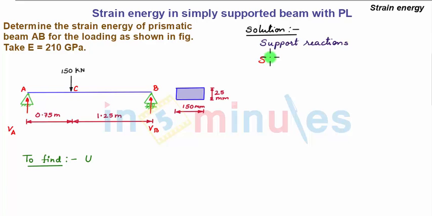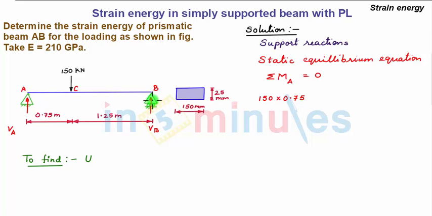Now upon applying the static equilibrium equations, summation of all moments about point A is equal to 0. Writing the moment of all the forces and couples about point A, our sign convention is clockwise moment is positive and anti-clockwise moment is negative. About point A we have the first clockwise moment caused due to this downward force of 150 kN acting at a distance of 0.75 meter from point A. So we have 150 into 0.75.